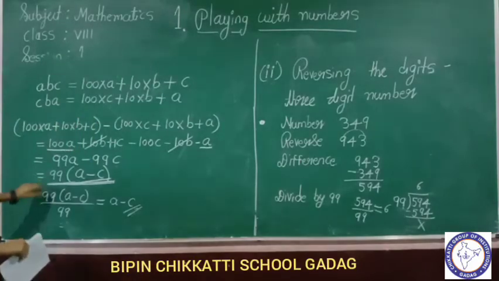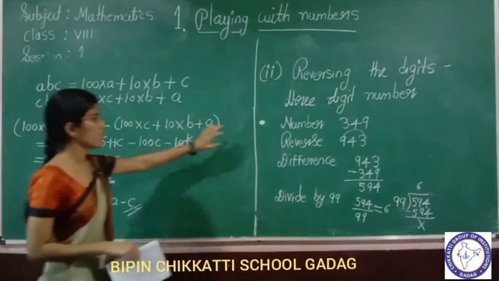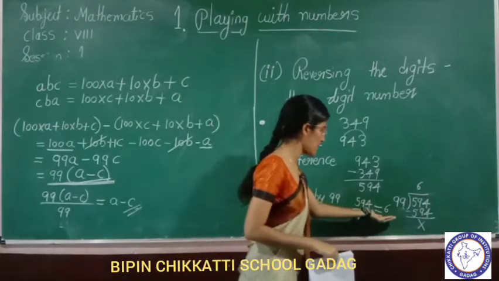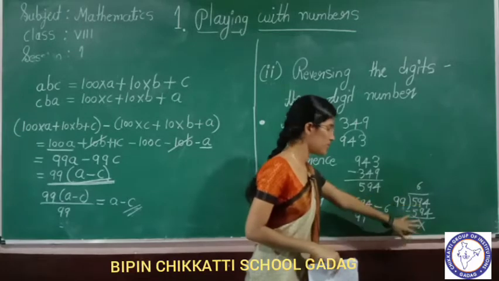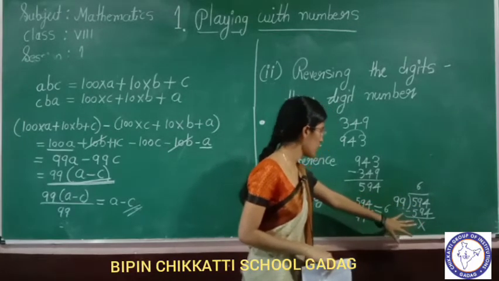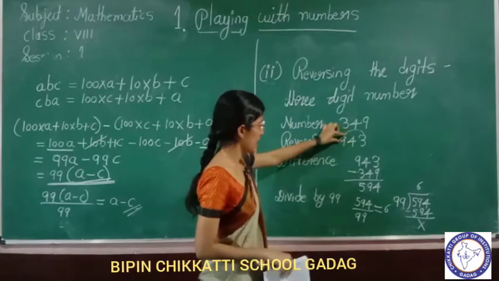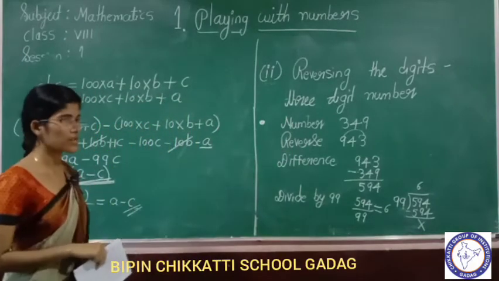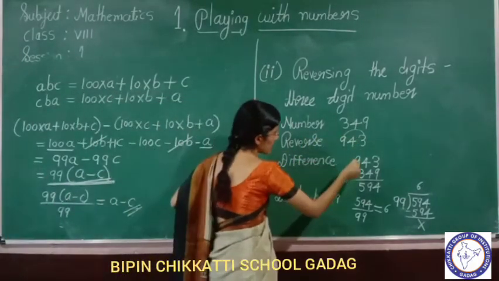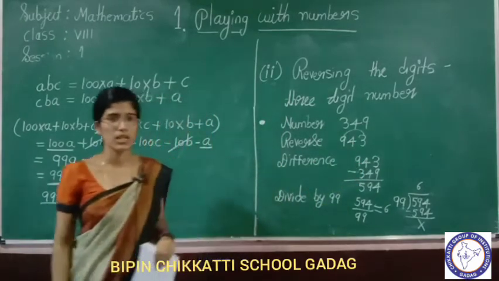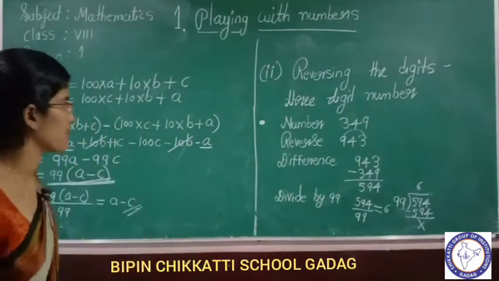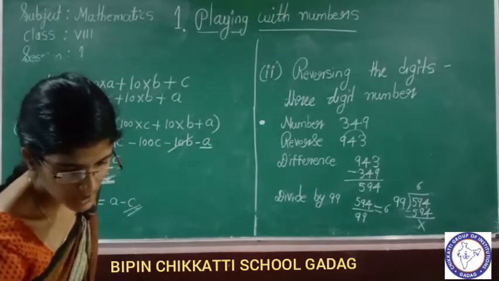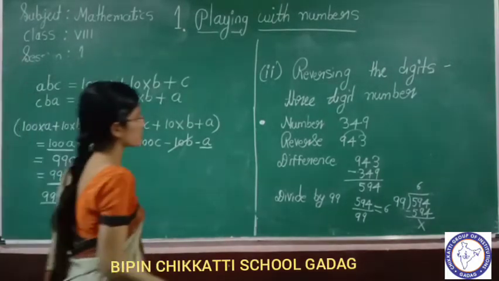See students, here what we can do: take the number, reverse it, same procedure, take the difference, divide by 99, and we are getting the answer. It is completely going to divide, the remainder will be 0. And if you do 9 minus 3, that is A minus C, we get the quotient. Once again I am repeating, bigger number minus smaller number you have to do. So again they have given, try this. In your textbook you have to try.